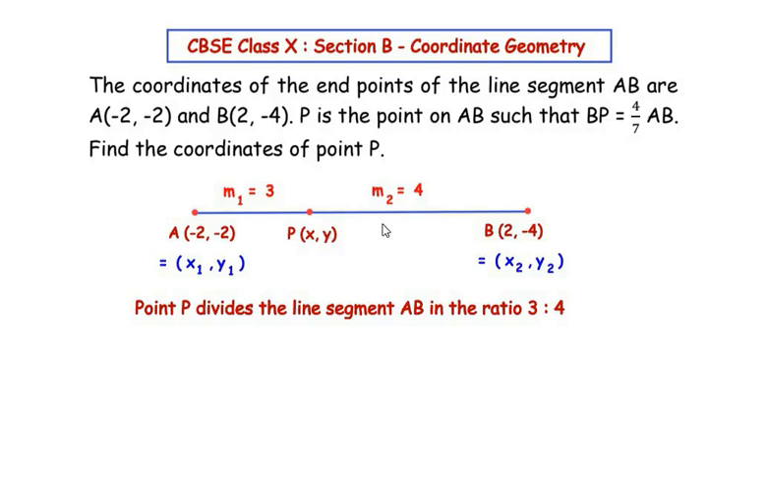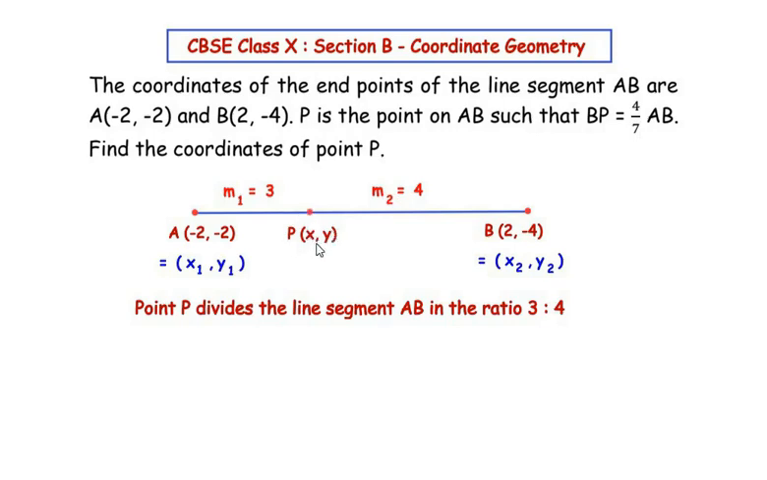So 4 parts are being taken by BP and 3 parts will be taken up by AP. So here we have considered the coordinates of point P as (x, y), and it divides AB in such a way that the part PB will be equal to 4 parts and the part AP will be equal to 3 parts. So here we have written the point P divides the line segment AB in the ratio 3:4. And we have been asked here to find out the coordinates of P.